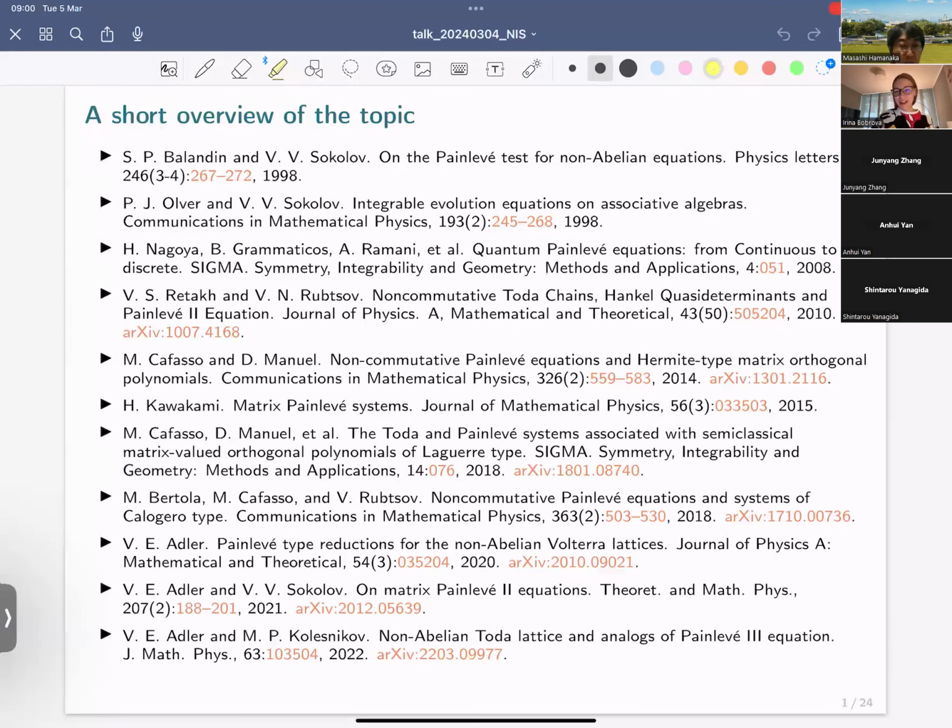Well, for me, since I'm personally working on Painlevé equations, I know a list of very nice examples of non-abelian Painlevé equations. As far as I know, for the first time, they appeared in the paper by Balandin and Sokolov. They used a matrix analog of the Painlevé test, or Painlevé-Kovalevskaya test, and by using this test, they derived two types of matrix Painlevé equations, of the first type and of the second type.